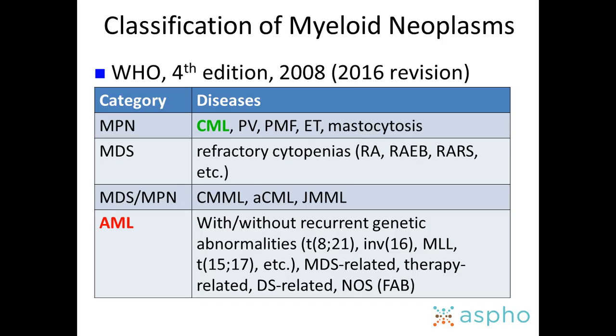So the two myeloid neoplasms I'm going to talk about are AML and CML. There are other myeloid neoplasms, as you can see from this table from the WHO classification. Carl Allen next is going to talk about some of these others, but I'm going to focus on AML and CML.